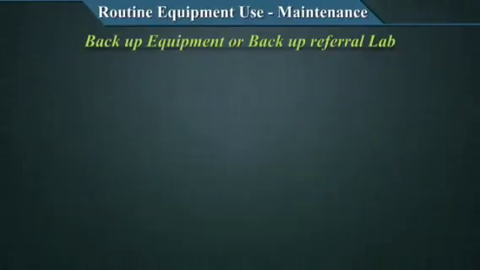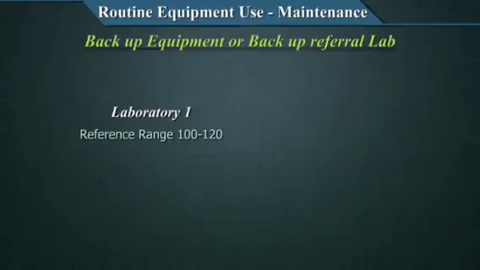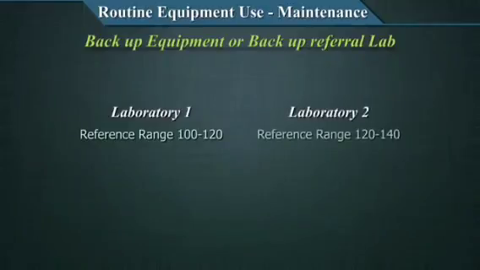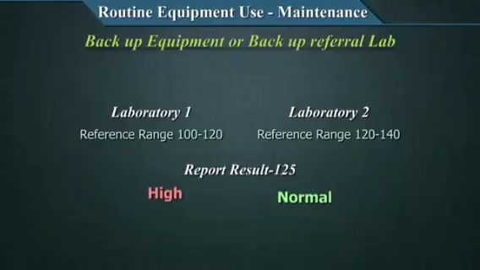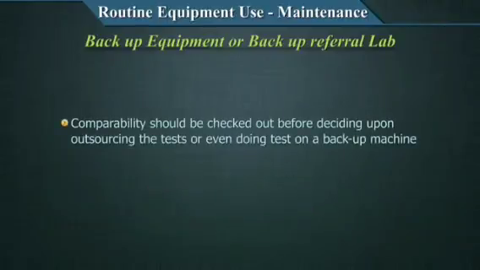Let's say one lab has a reference range for an analyte between 100 and 120, whatever units, and another lab has a reference range, which is a normal range again, between 120 and 140. And you are getting a report of 125, which is normal in the case of the latter lab but is high in the case of the former lab. Such reports are confusing, and therefore comparability should be checked before deciding upon outsourcing of the test or doing the test on a backup equipment. This is an important concept that has to be kept in mind.